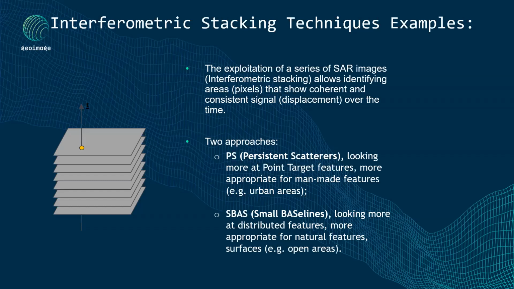They tend to be man-made features, but they can be natural. This is good for urban areas, and also good because it takes away some of the complications caused by vegetation. Another way is the small baseline method, and that looks more at our natural features, more at surfaces, and more at our distributed features on the radar. It is susceptible to changes in the landscape and the ground cover, but it also gives a slightly different response. So often we use them hand in hand.